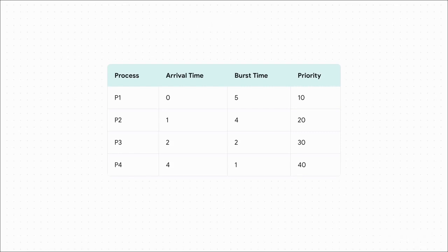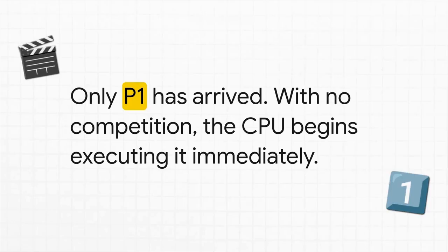We've got 4 processes, P1 through P4. You can see their arrival time, that's when they show up, their burst time, that's just how long they need to run, and of course, the most important part for us, their priority. Okay, let's start the clock.